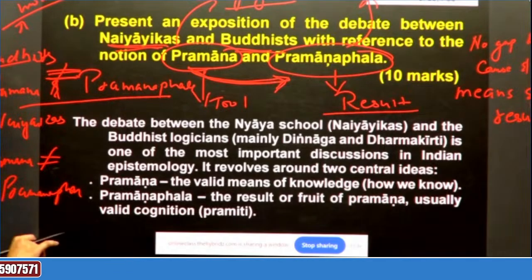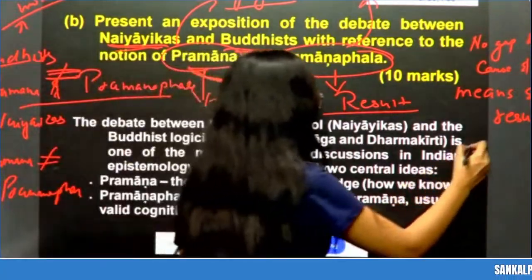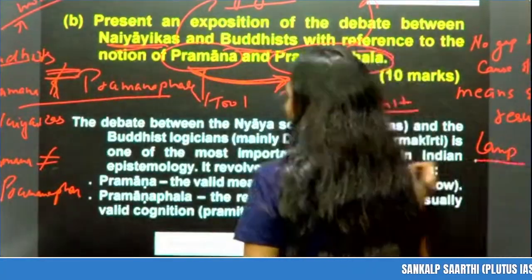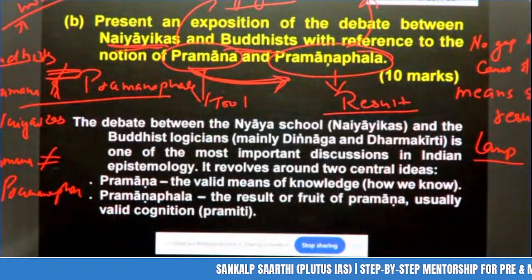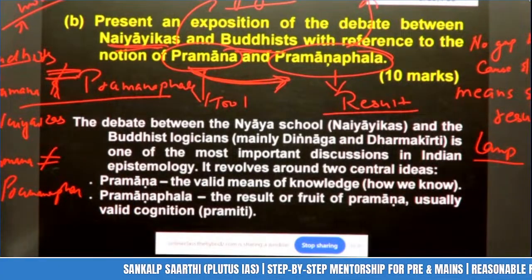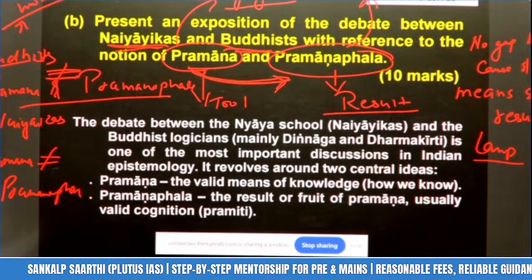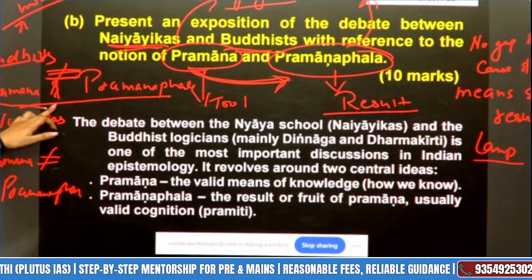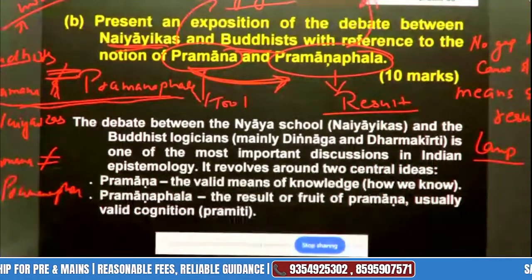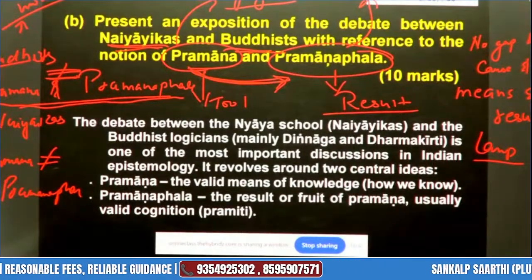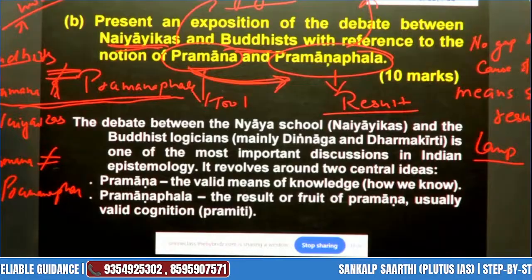Yes, ma'am. So you can write an example of a lamp also. What it says is that when you light a lamp, it lights itself and lights other objects at the same time. In the same way, Pramana and Pramanaphala are knowable to each other. Understood? Now, how will we form the answers?